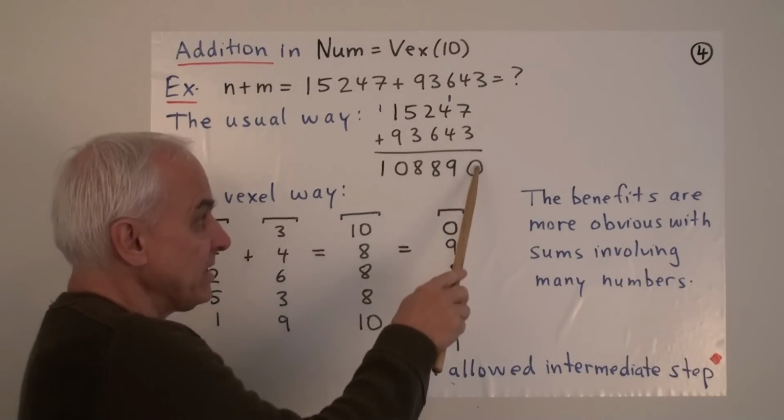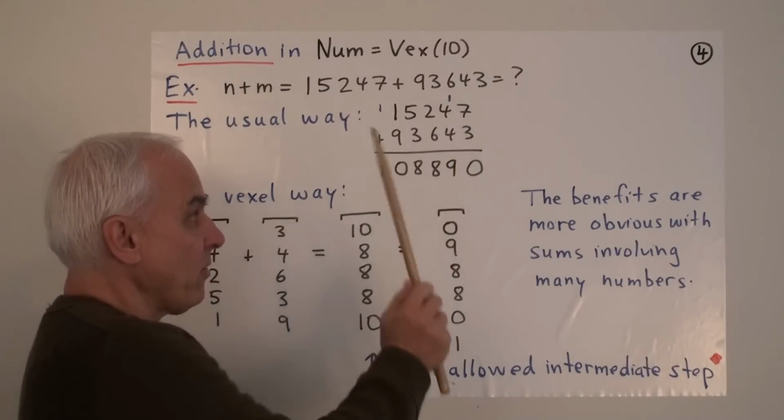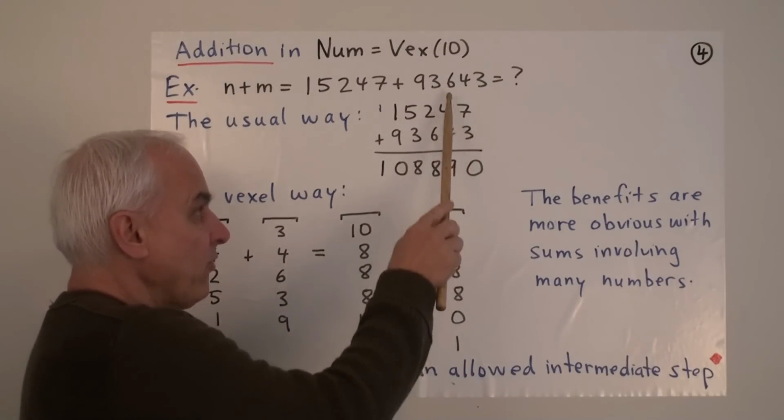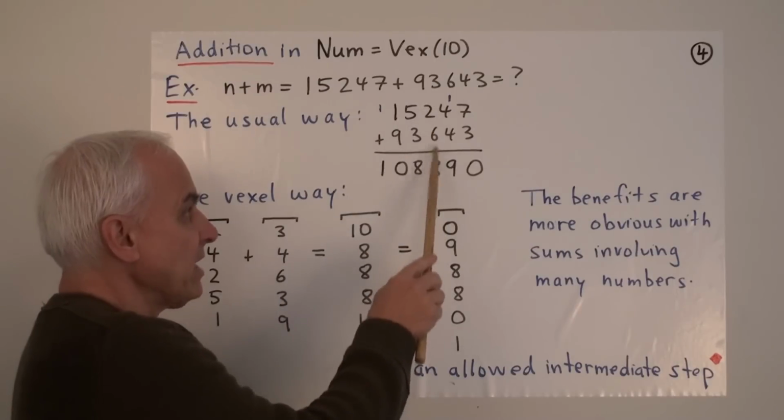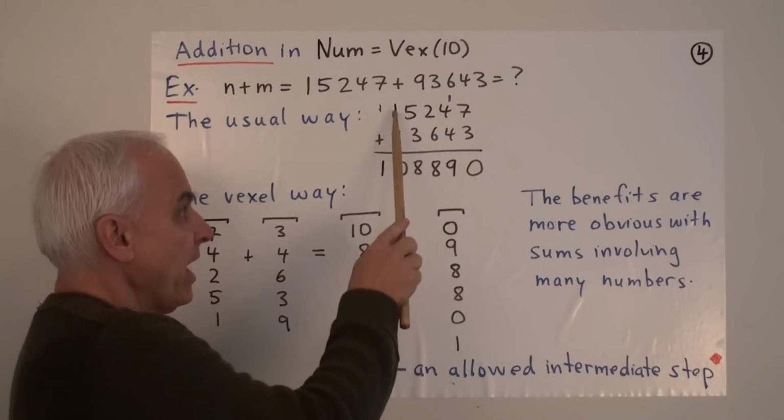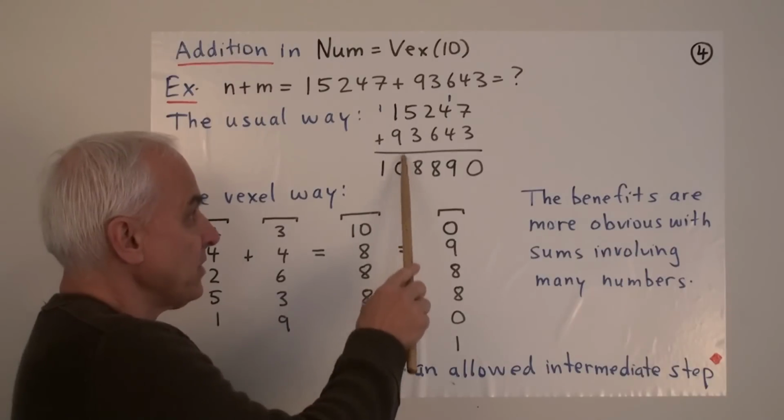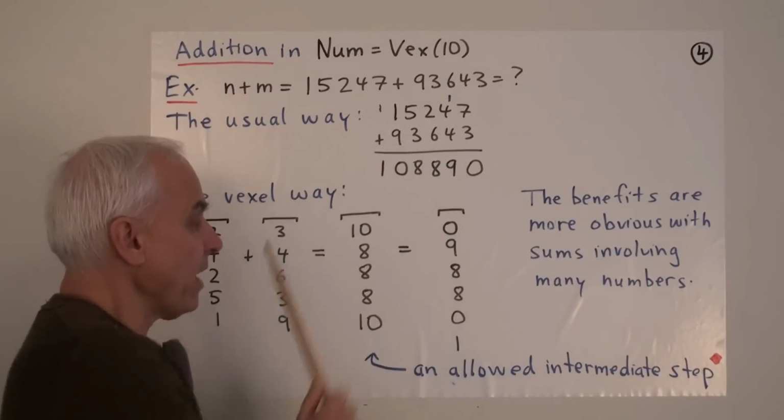So 7 plus 3 is 10. We write down the 0 and carry the 1. 4 plus 4 plus 1 is 9. 2 plus 6 is 8. 5 plus 3 is 8. And the 1 plus 9 is 10. Write down the 0, carry the 1, and then write down that 1.